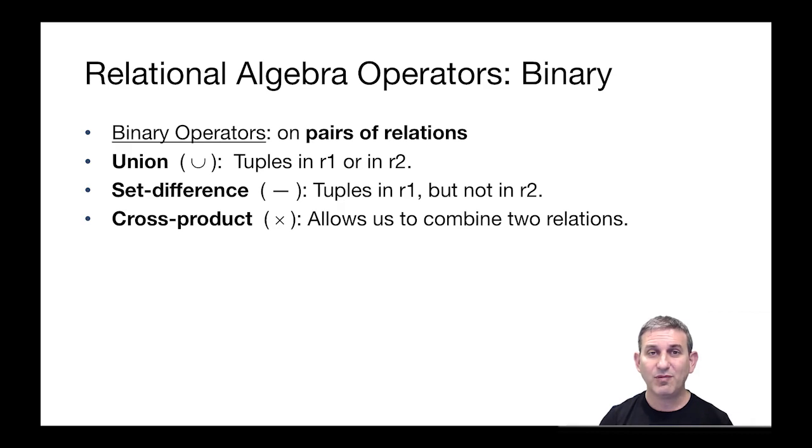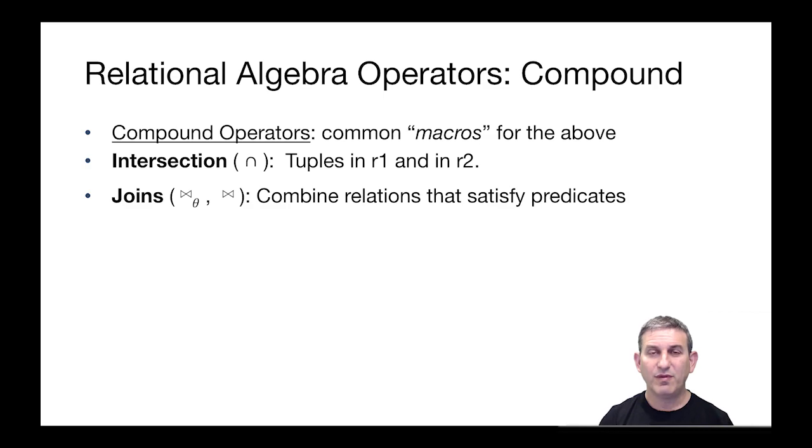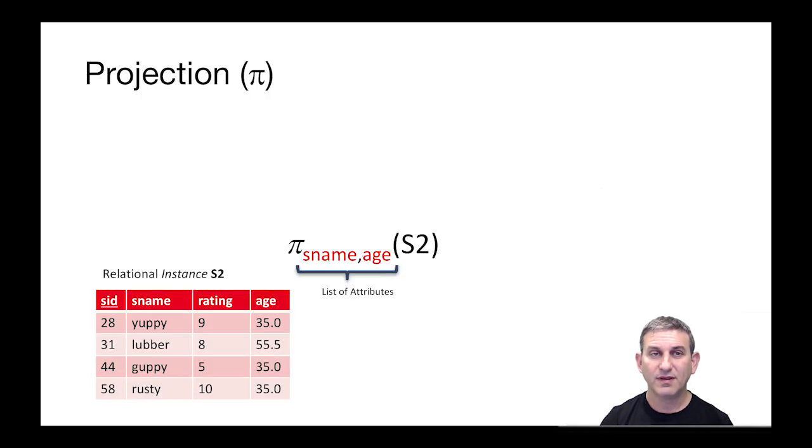Now, there are only 6 operators in the algebra so far. We're going to go through each one of them in detail. But before we do that, there's a couple convenience macros or compound operators that put together some of the above operators, but they're so frequently put together that we assign sort of names to them. One of them is intersection, which finds the tuples in R1 that are also in R2. And the other is join in its various forms, which is the way we combine relations to satisfy predicates. Let's go through each of the operators in detail, and we'll also go through these compound operators or macros.